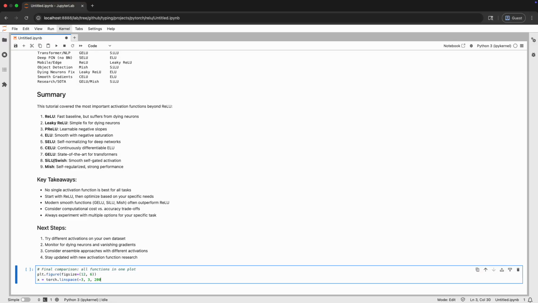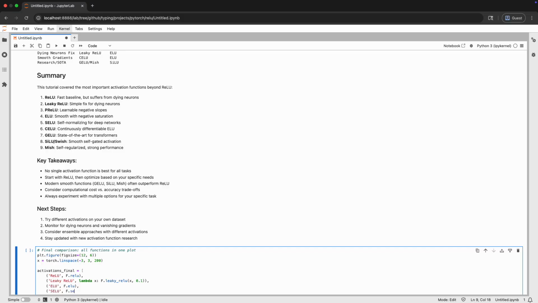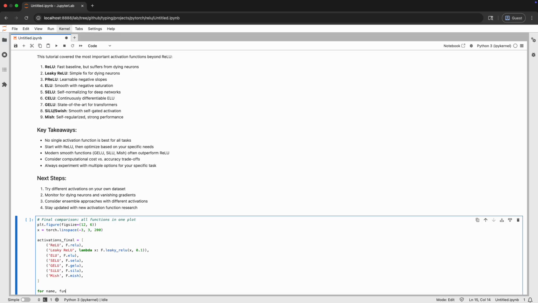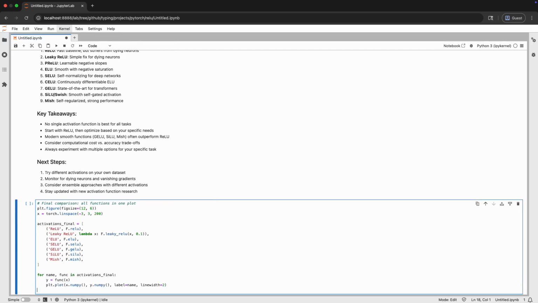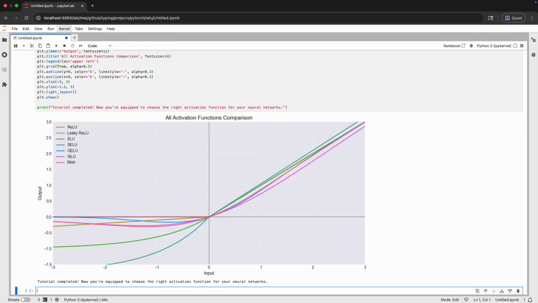Utility code. Finally, let's create one last visualization showing all the main activation functions overlaid on a single plot. This gives us a clear picture of how they relate to each other and helps solidify our understanding of their different characteristics. This final overlay plot beautifully summarizes our journey through activation functions.